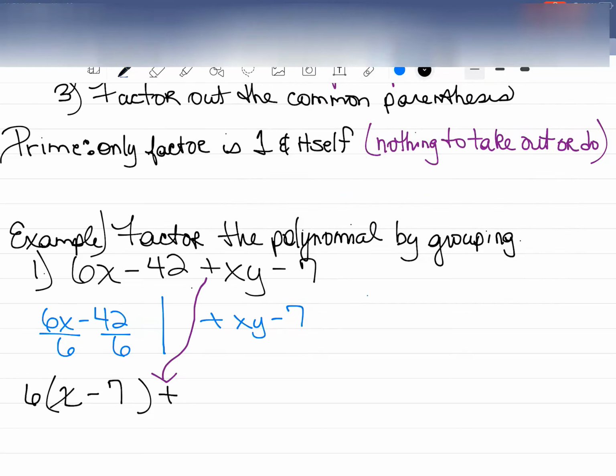Oh, I wrote the problem incorrectly. I left off the y. Please go back and fix your problem. That problem should have said 6x minus 42 plus xy minus 7y.